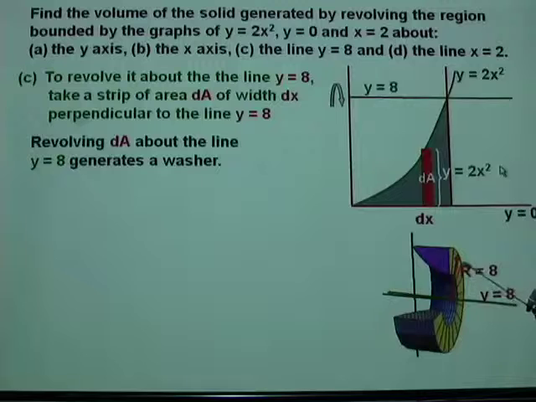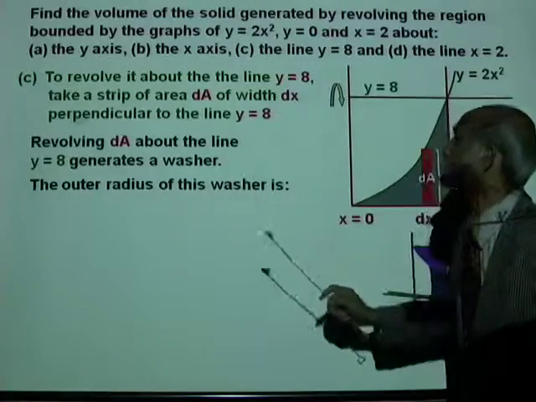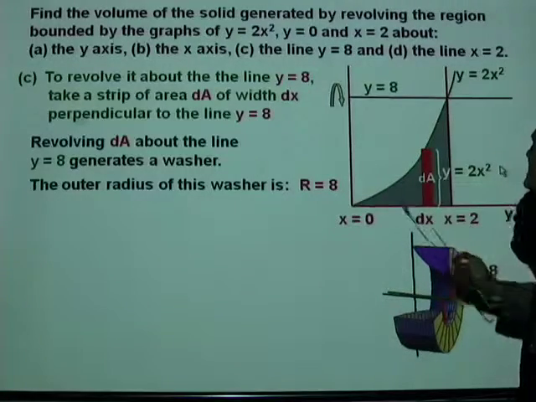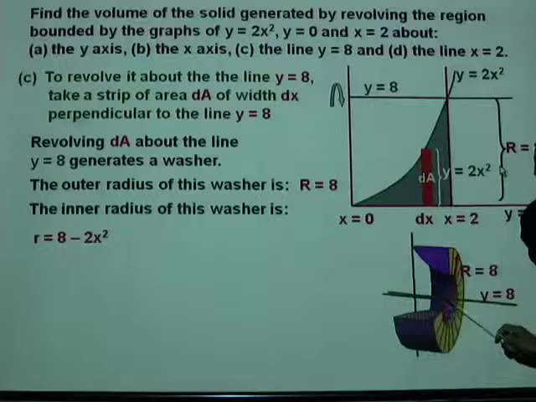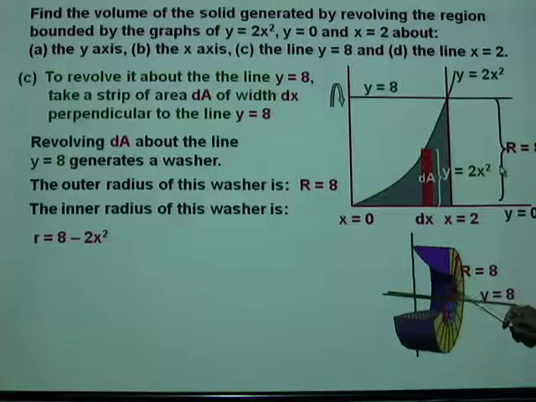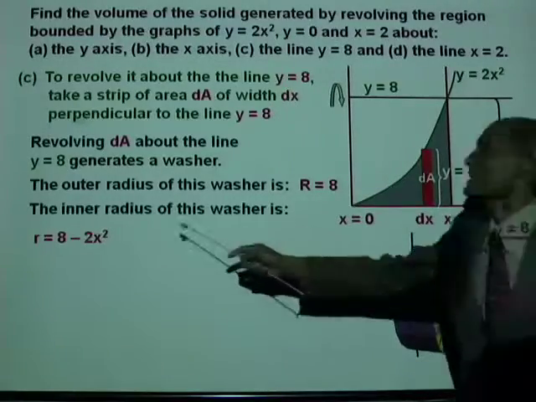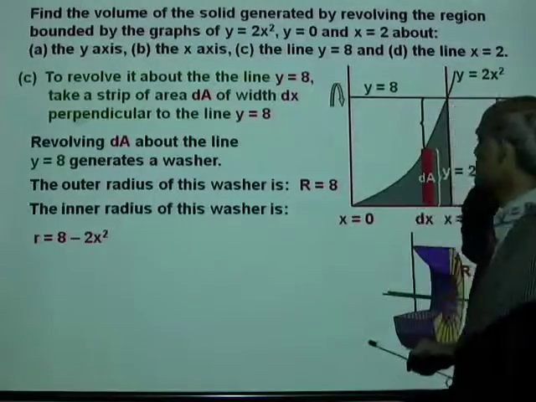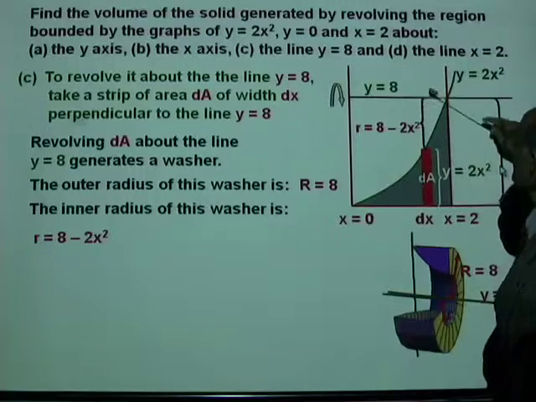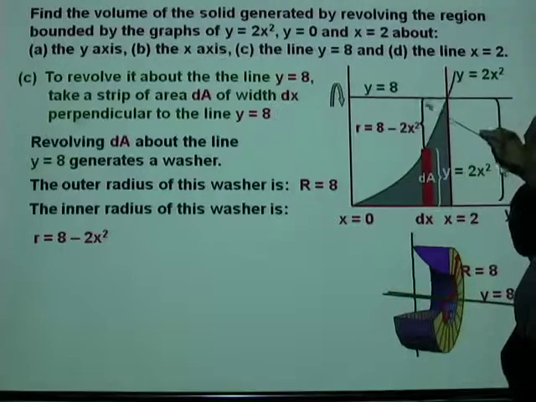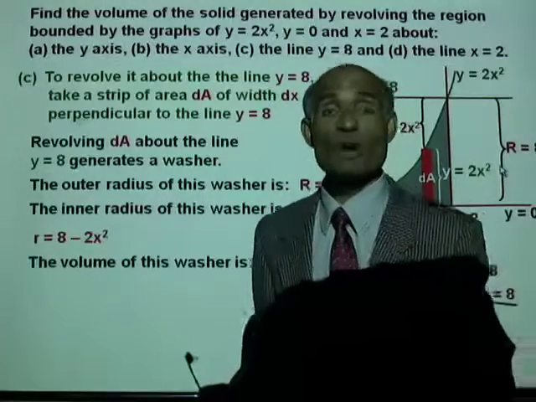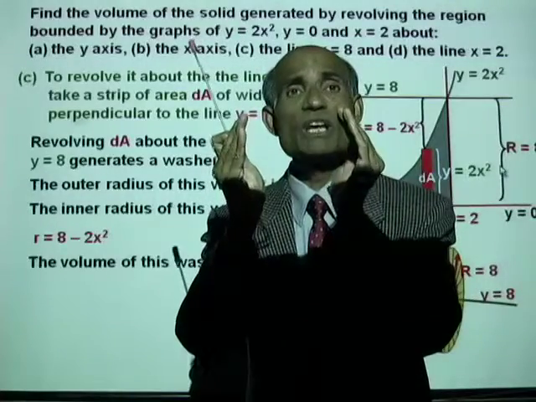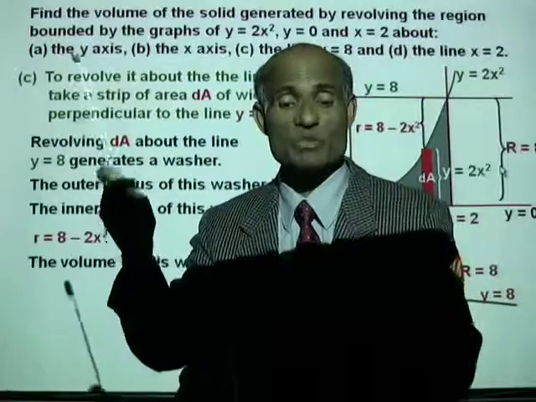So the outer radius is capital R equal to 8. The outer radius of this washer is uppercase R equal to 8, which is this. And the inner radius is lowercase r, which is that distance, which is 8, minus that distance, which is 2x squared. So lowercase r is 8 minus 2x squared is that distance. The whole distance is 8. This is 2x squared. So that one is 8 minus 2x squared. And therefore, what is the volume of the washer? The volume of the washer is pi times the quantity big R squared minus small r squared times dx.